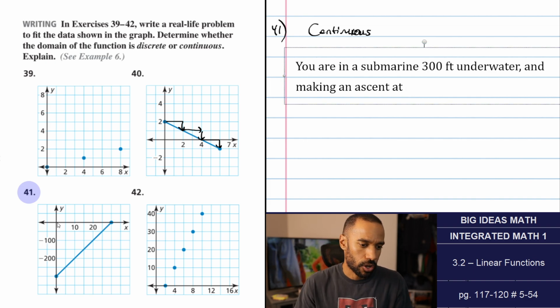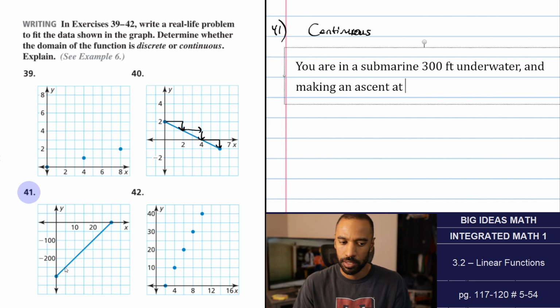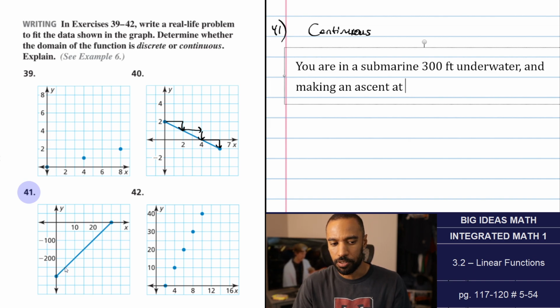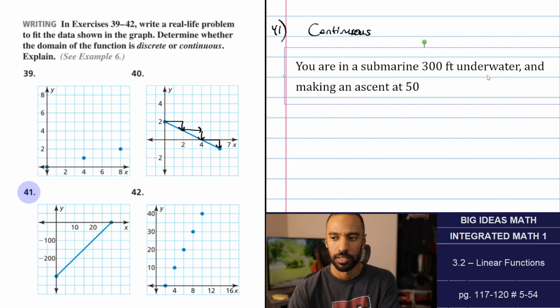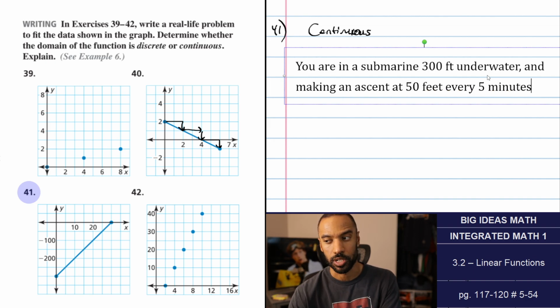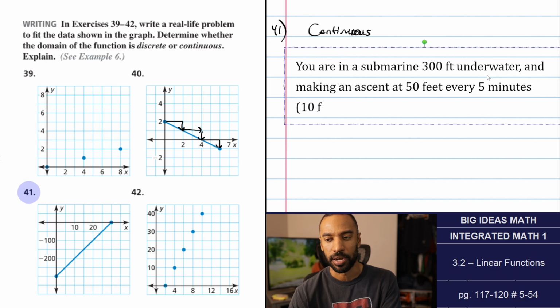These scales for Y are going by 50s. So this is 50 feet every, I don't know how fast they go up. 50 feet every 5 seconds is too much. So how about every 5 minutes? So you don't get whatever that's called. 50 feet every 5 minutes, which by the way would reduce to, because we're going to talk about this stuff later, 10 feet per minute.